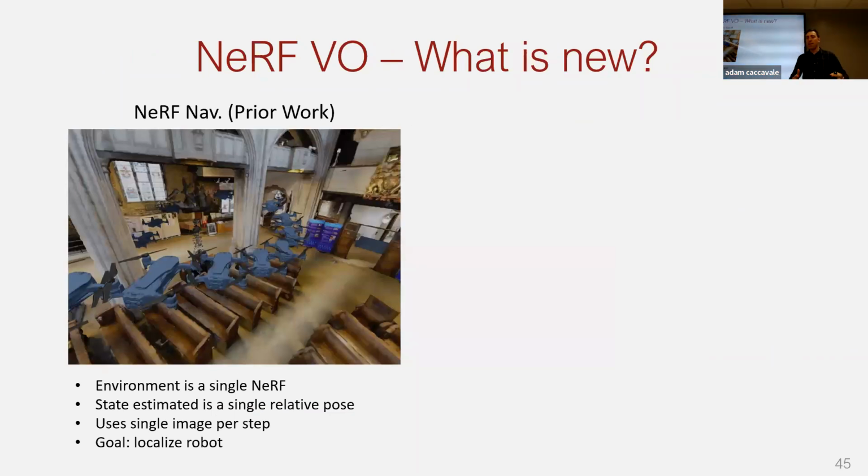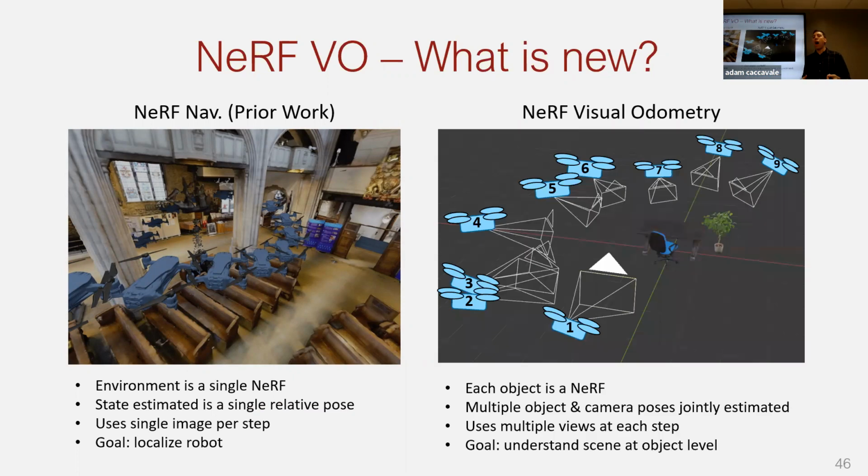So to summarize, this previous work used a single NeRF of the environment and was estimating just a single camera pose at each time. Now, what I'm going to do in my method is estimate multiple camera poses at one time, along with each individual object pose. And instead of just having a single NeRF of the environment, I'll have a NeRF for each object. And so in this scene, there's a plant, a table, and a chair.